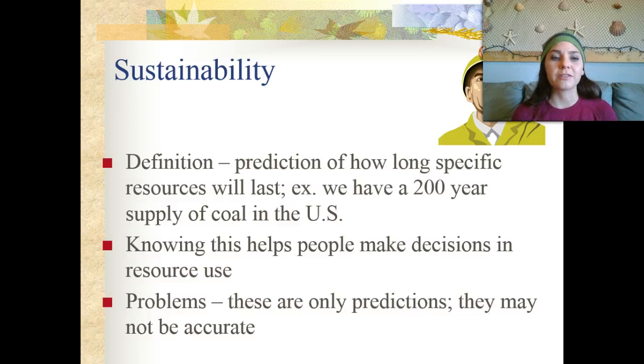Knowing how much we can sustain, or knowing the sustainability, helps people make decisions in resource use, and it helps them figure out where we need to go in the future. The problem is that these are only predictions, and they may not be completely accurate.